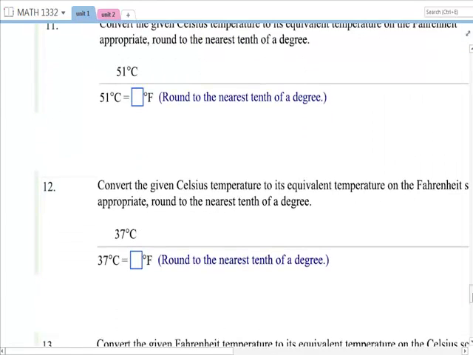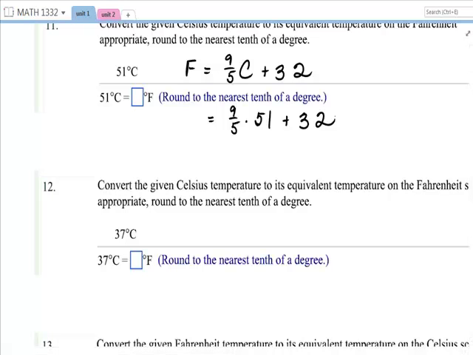All right, let's do one more where we're given Celsius. We have Fahrenheit is equal to 9/5 Celsius plus 32. So it is 9/5 times 51 plus 32. So I won't go off camera to do this. I'll just do it. I have 9/5 times 51 plus 32.